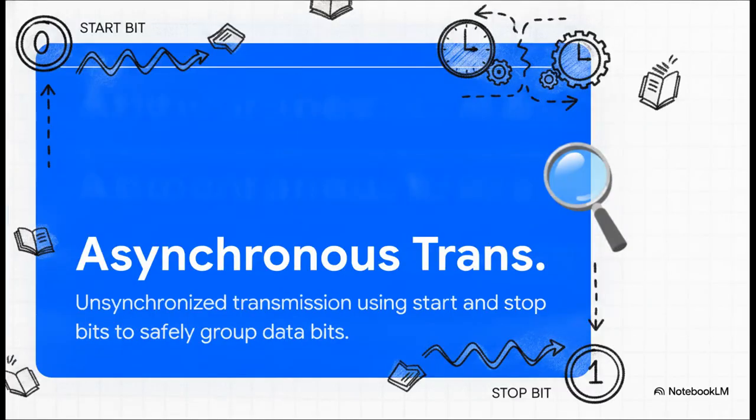Now, because serial ports don't always have a dedicated clock line to keep time, they kind of have to get creative. First, we have asynchronous serial transmission. We use this when the clocks aren't synchronized. To ensure the data doesn't just turn into a jumbled mess during slower transmission, they use protective bookends. They group the data bits using a logic 0 start bit at the very beginning and a logic 1 stop bit at the end. It's super reliable.